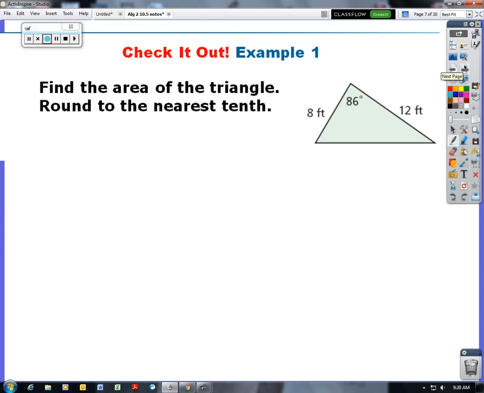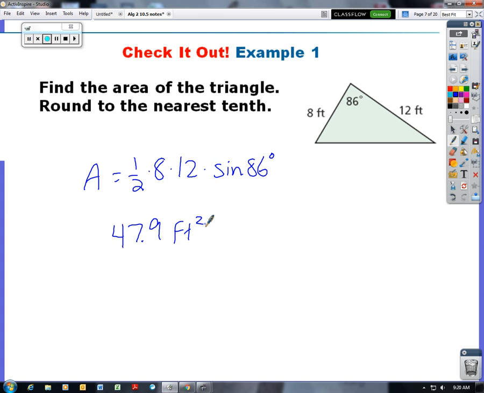Same deal, try this one on your own. So again, the setup is going to be 1/2 times 8 times 12 times the sine of 86 degrees, and we get 47.9 feet squared as our answer.